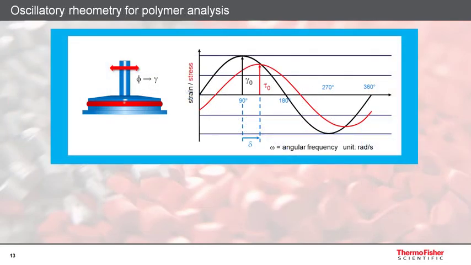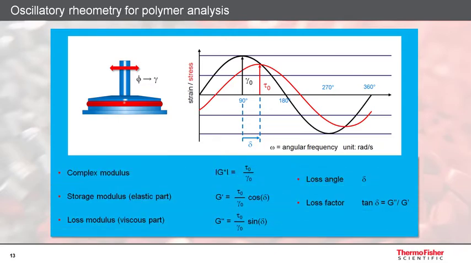In order to determine rheological parameters that describe the viscoelastic behavior of a polymer melt, usually tests in oscillation mode are used. Viscoelastic parameters include the storage and the loss modulus, G' and G'', as well as the loss angle delta and the loss factor tan delta.